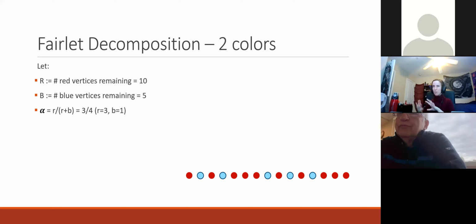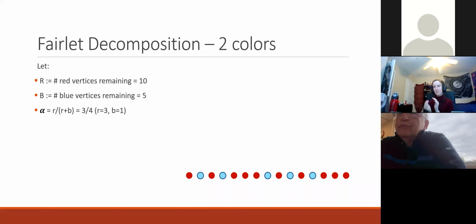Notice that red and blue is unbalanced in this data set. So let capital R be the number of remaining red vertices, which in this case is 10, and capital B be the number of remaining blue vertices, which in this case is 5. Say our alpha threshold parameter is 3/4, and we'll write that as little r over little r plus little b, where little r and little b are the minimum values we can have to write out this fraction. So little r in this case is going to be 3, and little b is going to be 1.